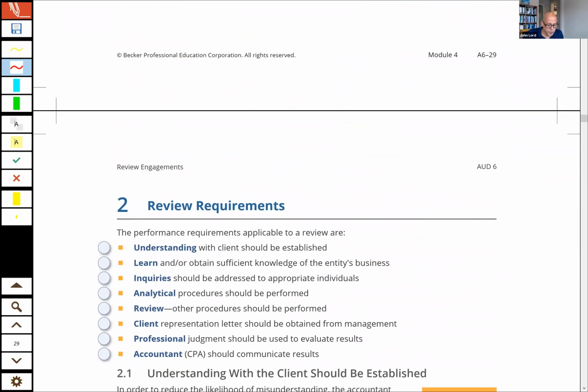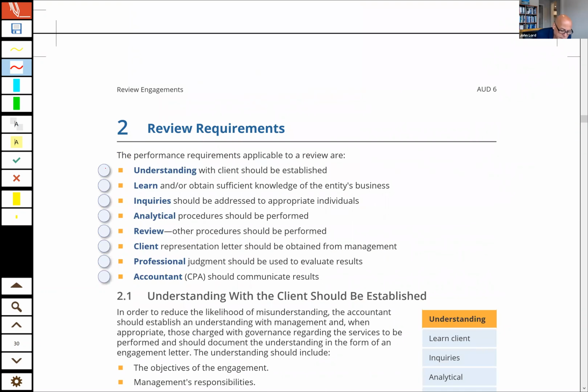Now, they give us these bubbles, and I'm going to fill these out just because it's cute. I don't think it's terribly useful to us. It's cute because it spells out "you liar CPA." It's calling out the things we need to do in a review. But the key ones that we're going to talk about are inquiries, analytical procedures, and we will get a client representation letter.